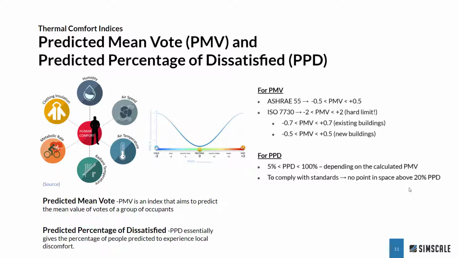There are definite ranges within which the occupant might feel thermally comfortable and ranges where there is discomfort for the occupants. To know more about thermal comfort parameters, you can take a look at our documentation under simscale.com/documentation. Now that we know the thermal comfort indices for the study, we can move on to the simulation.